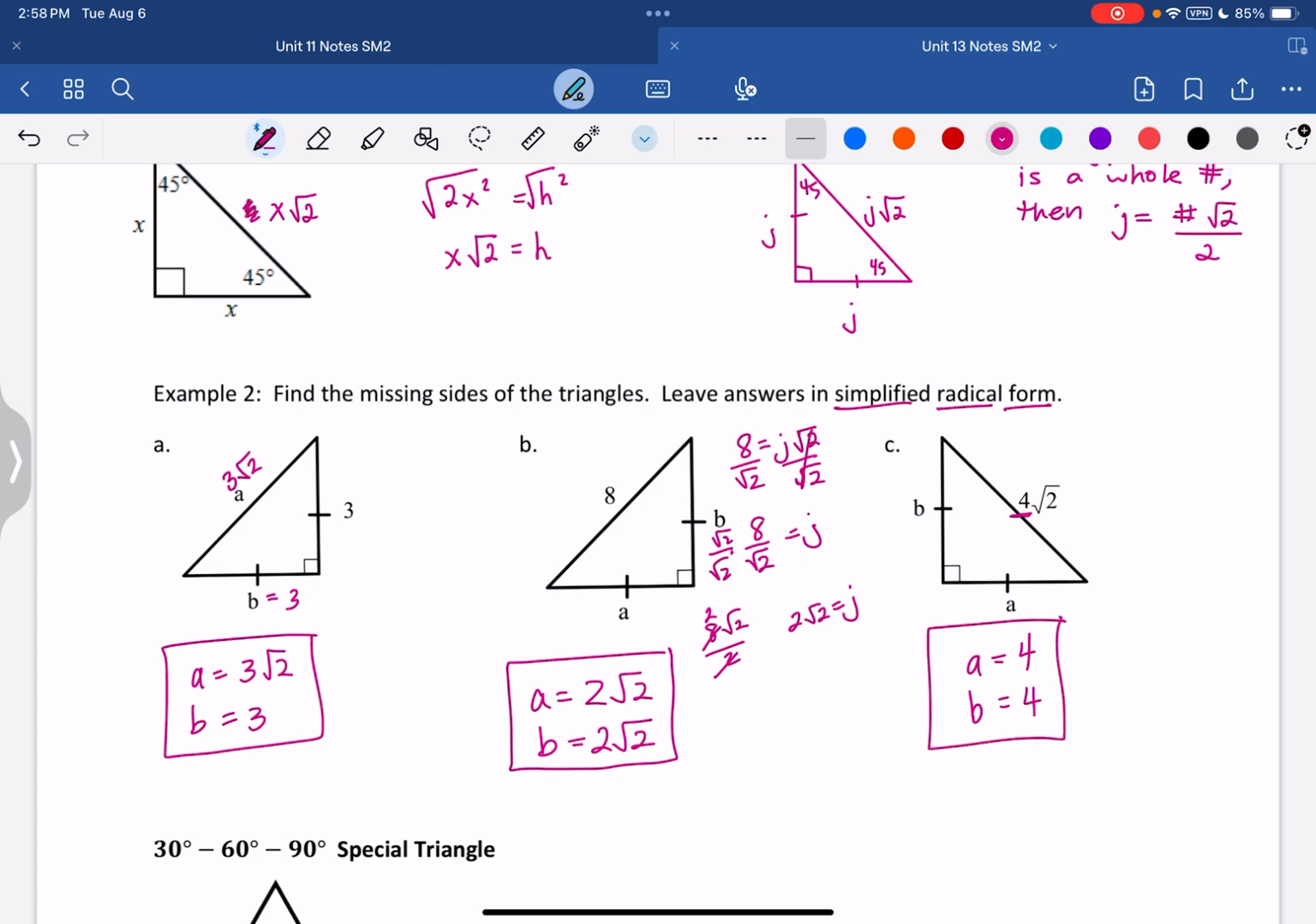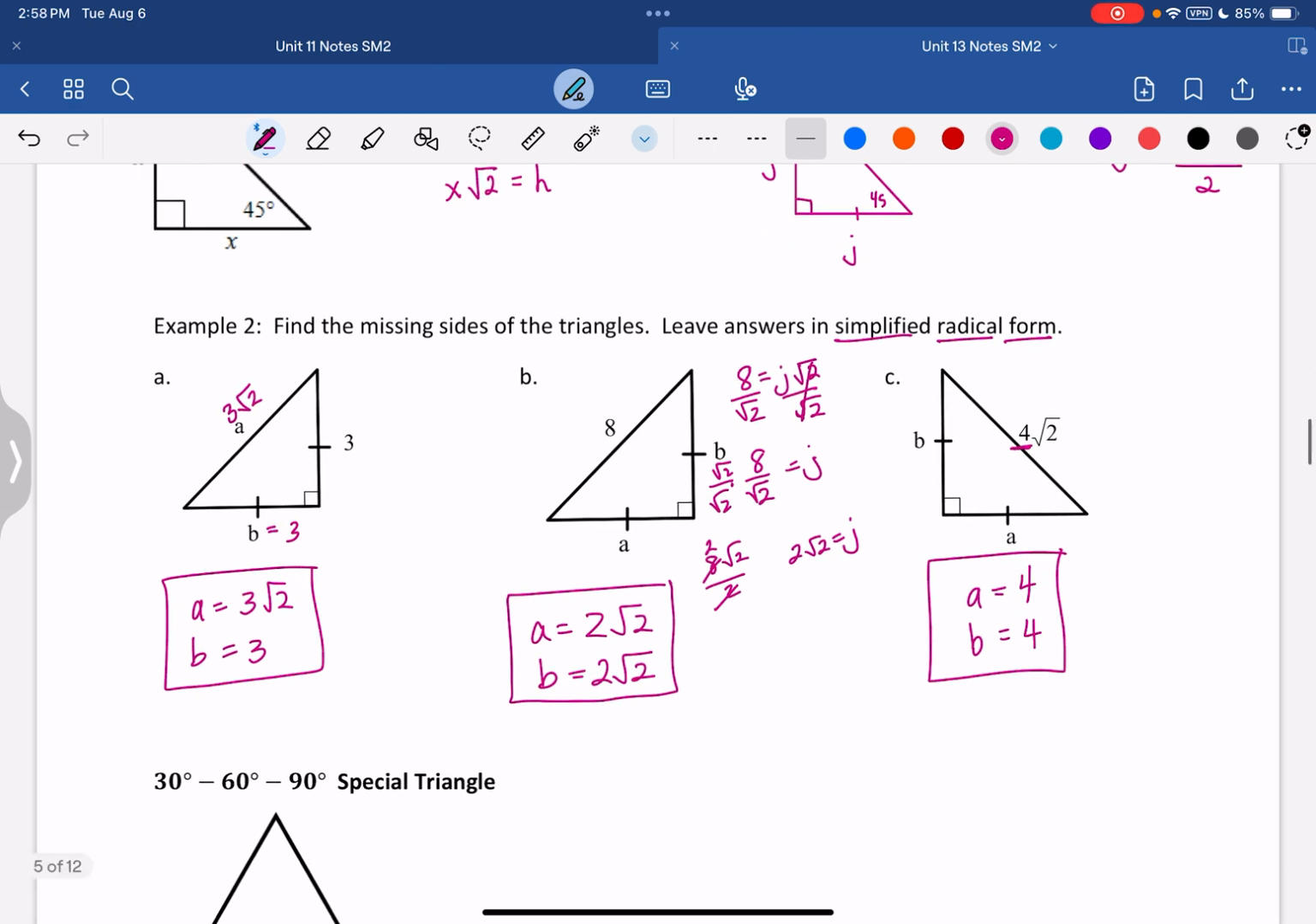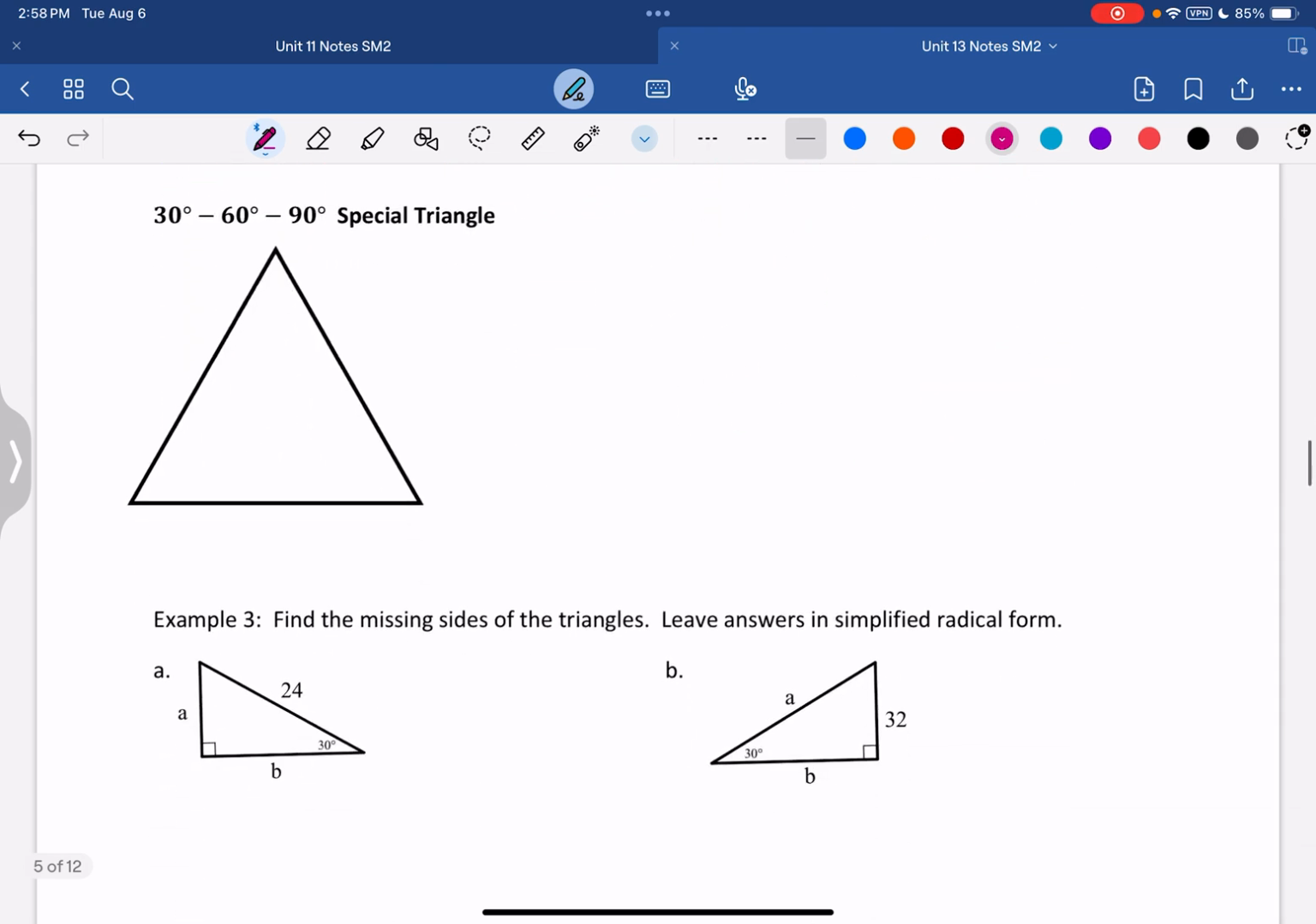Okay, so just memorize that ratio: leg, or short leg, times square root of 2 is your hypotenuse, and the legs are equal. Okay. Now, when we have a 30, 60, 90, it's a little bit more difficult.